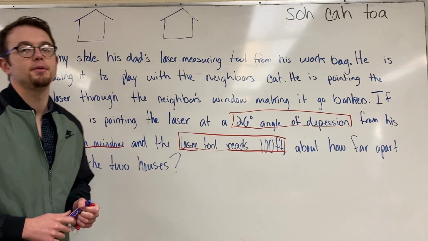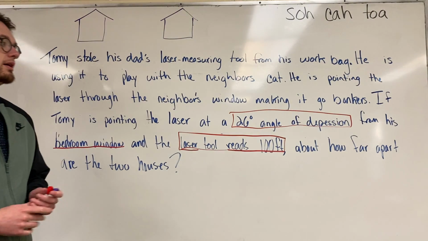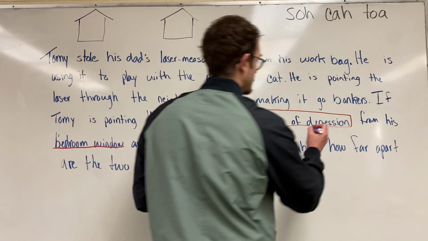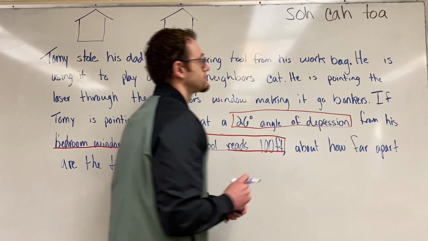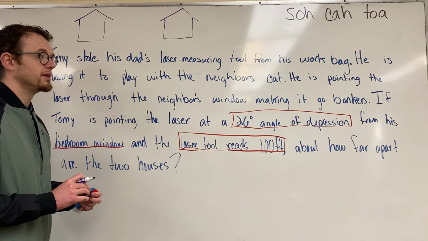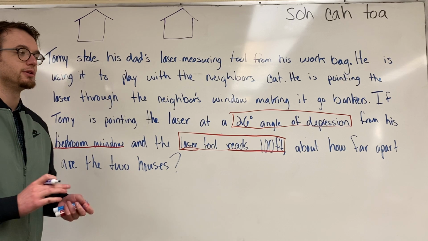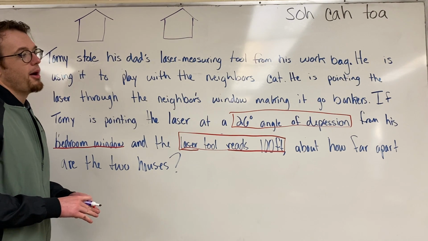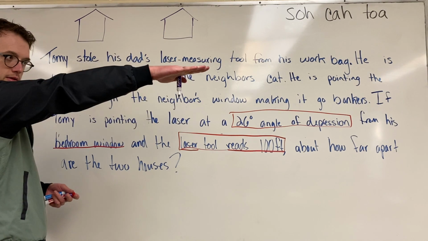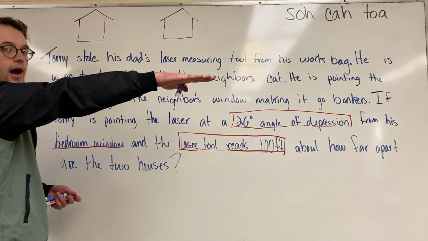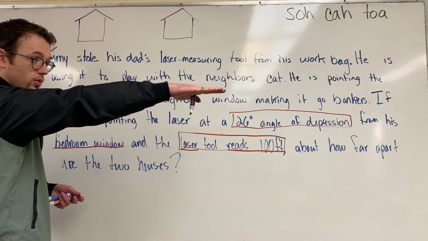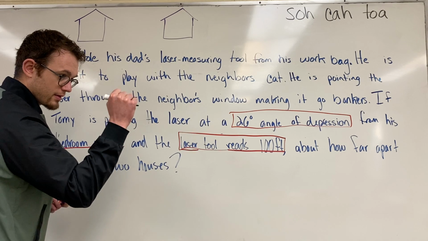Now, there's a key vocabulary word in here, and like I said, I forgot the R in depression. Should be an R right there. The story problems I'll be giving my students will be a little easier because I won't be talking about depression and altitudes. But depression is pointing down. So Tommy is higher up and he's pointing the laser down. All right, so pointing the laser down somewhere.